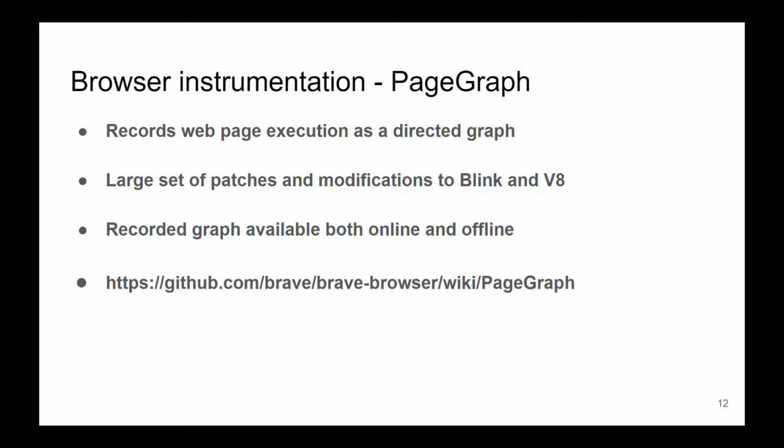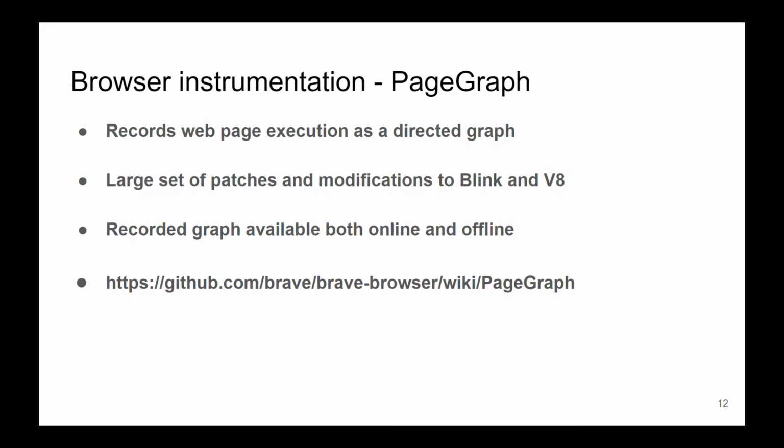So PageGraph allows us to record the web page execution as a directed graph. And this allows us to attribute every page modification and network request to its actual cause, which is usually a JavaScript unit. Nodes in the graph are elements in the web page, and edges are the interactions between the elements in the web page.